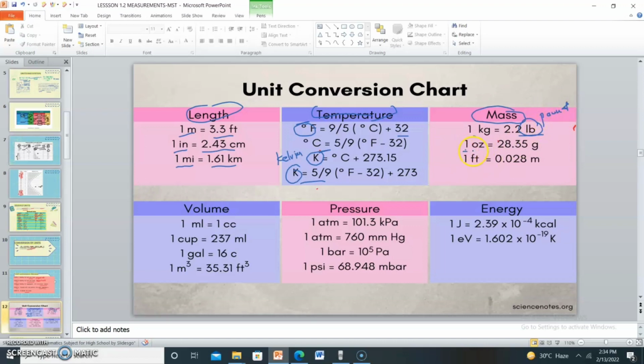In ounce, 1 ounce is equivalent to 28.35 grams. In length, 1 foot equals 0.028 meters. In volume, or the capacity, 1 ml equals 1 centigrade, 1 cup equals 273 ml, 1 gallon is 16 centigrade.